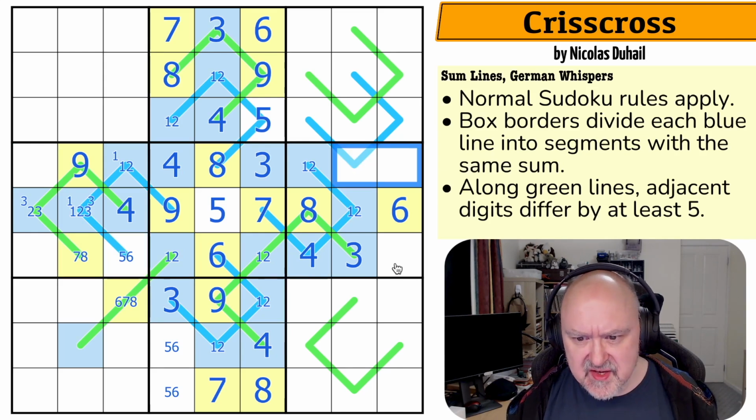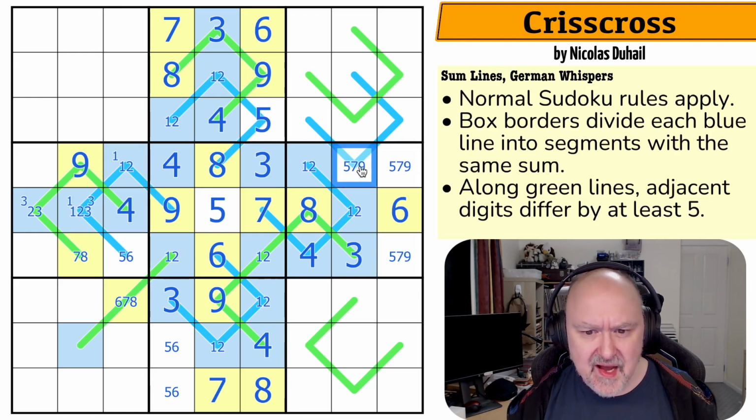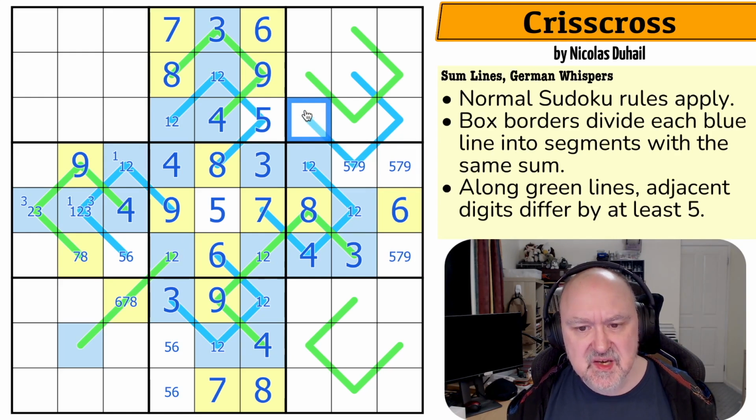So what are these digits? 5, 7, or 9? Well, that can't be a 5 because those are the same digit, because this is a segment of the line broken by a box border. If I mark it in purple, this is a segment of the line broken by the box borders, and this segment sums to the same, but those are the same digit. So because of that, if this was a 5, this would be a 5, and it can't be. So this is a 7 or a 9.